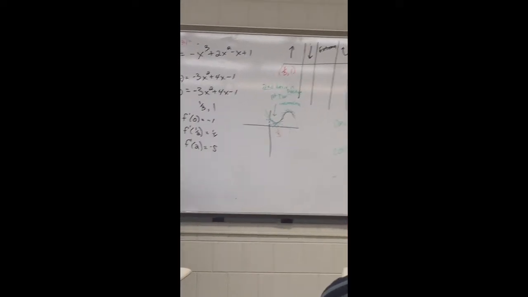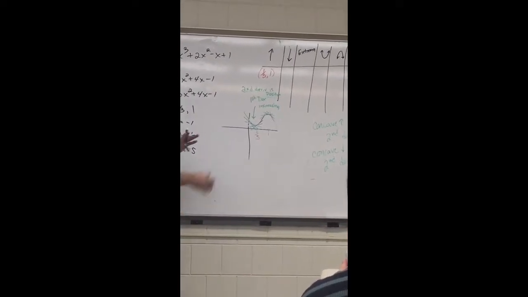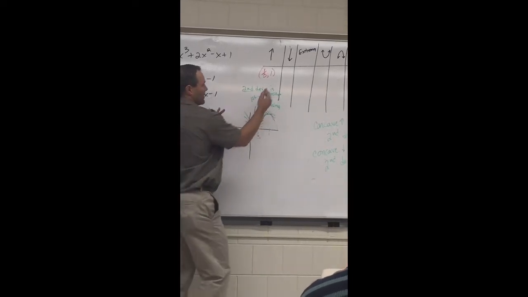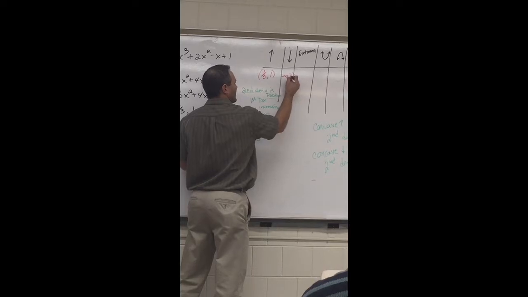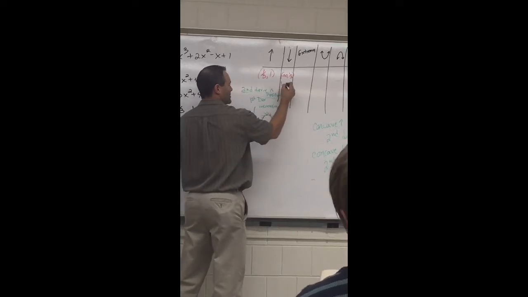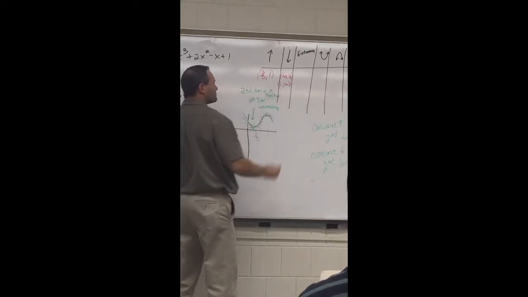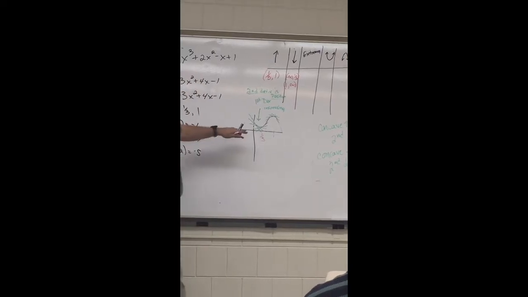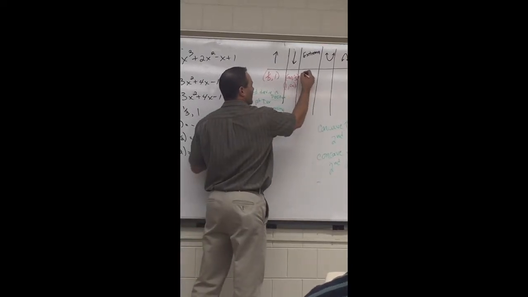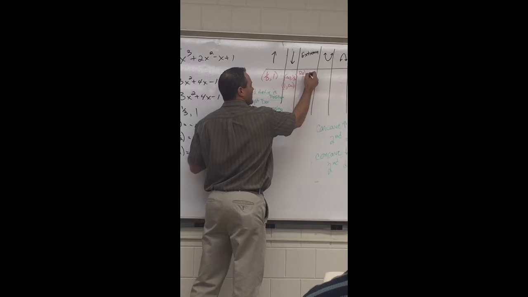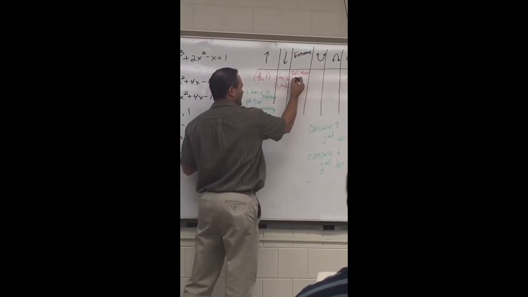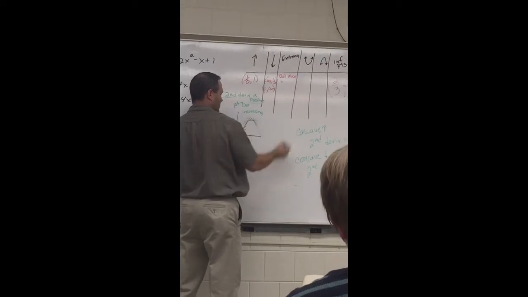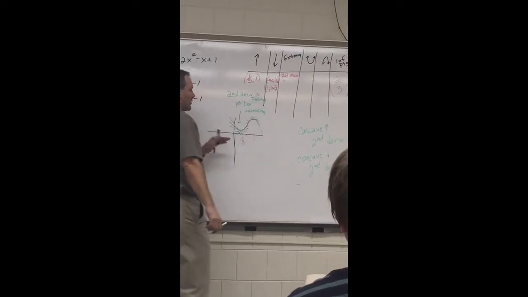Decreasing: negative infinity to 1/3, from here all the way to there, and then also 1 to infinity. Extrema, I've got a relative max equal to, we don't know what the max is there.